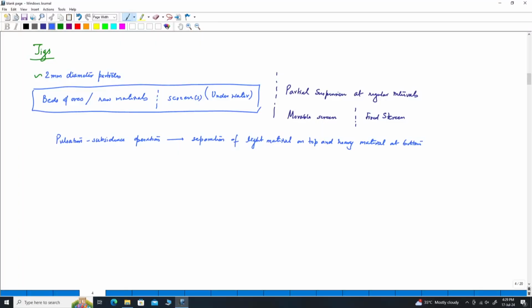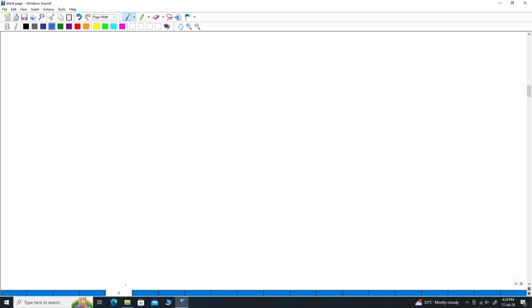Now we'll move on to the next method of concentration. We'll have the concentration tables. This also we had discussed previously. So in this we need to first understand what it really means.